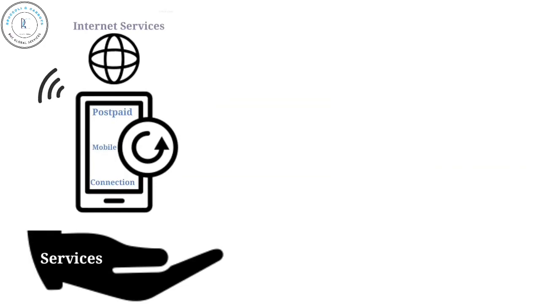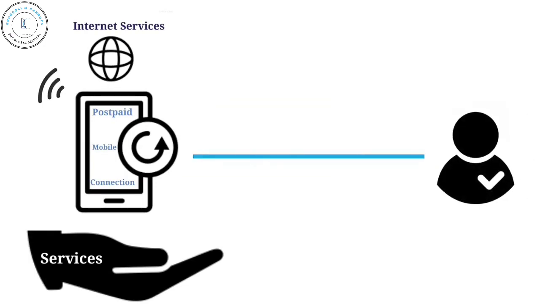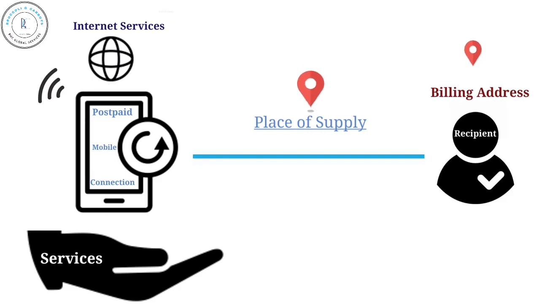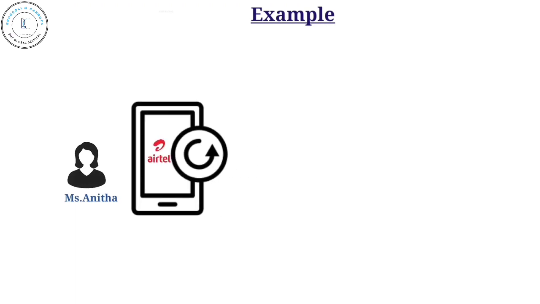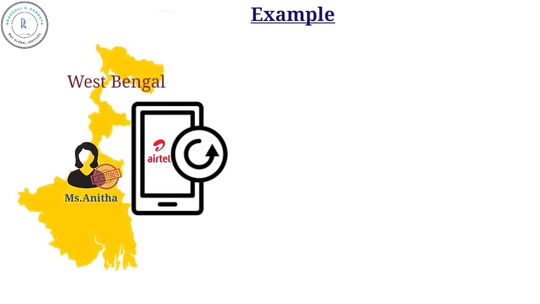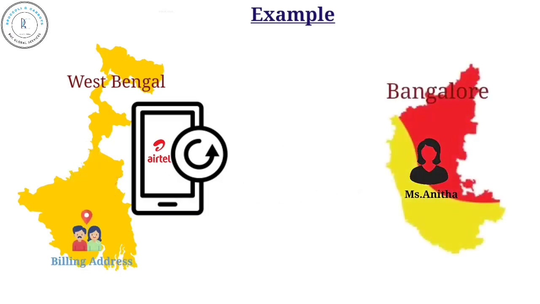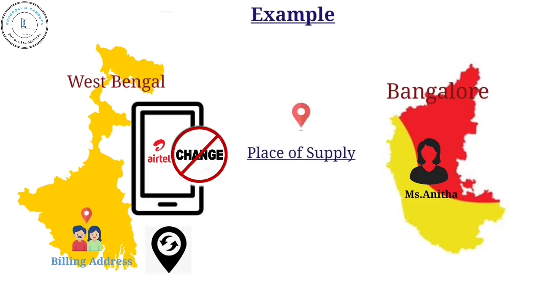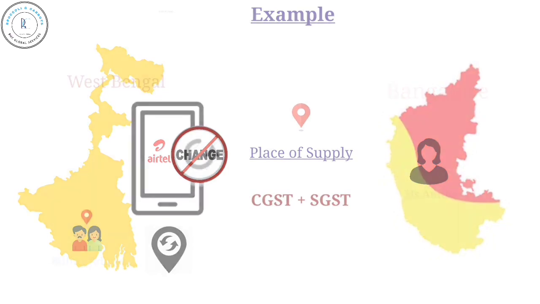If the services of post-paid mobile connection and internet services are provided to any person, then the place of supply will be the billing address of the recipient, as per the record of the service provider. Example: Mrs. Anita takes a post-paid connection of Airtel, registered in West Bengal, and registers her parents' address as billing address. She moves to Bangalore, but does not change the connection or update her address. Place of supply will be West Bengal. CGST and SGST will be levied.